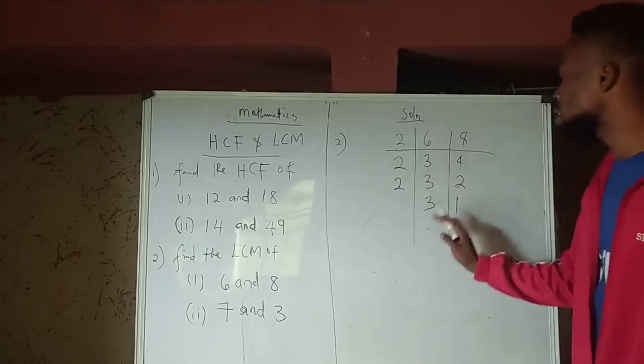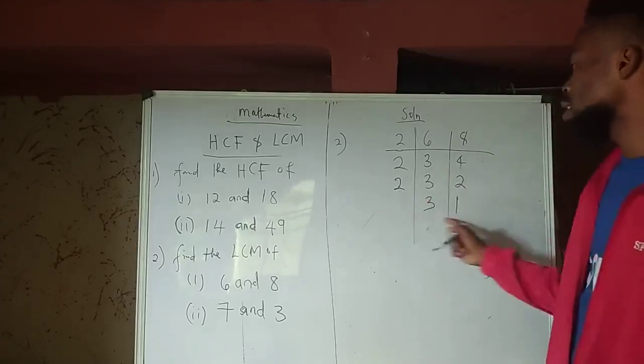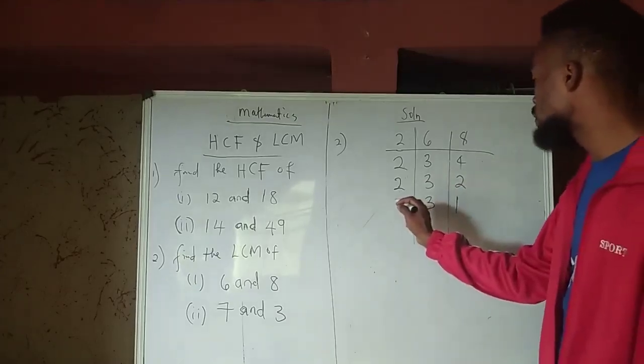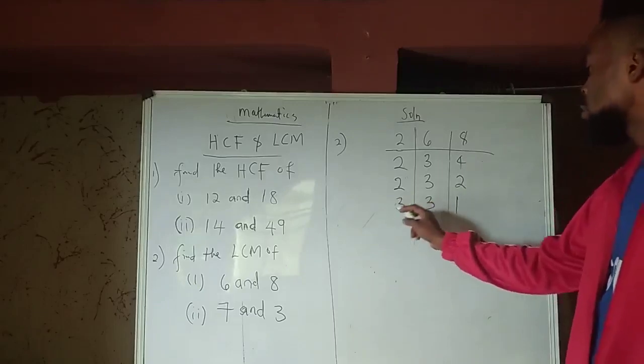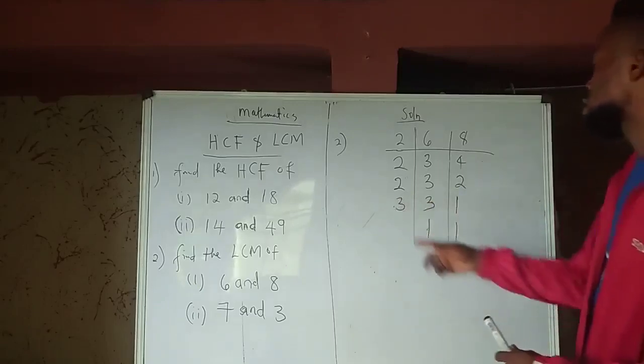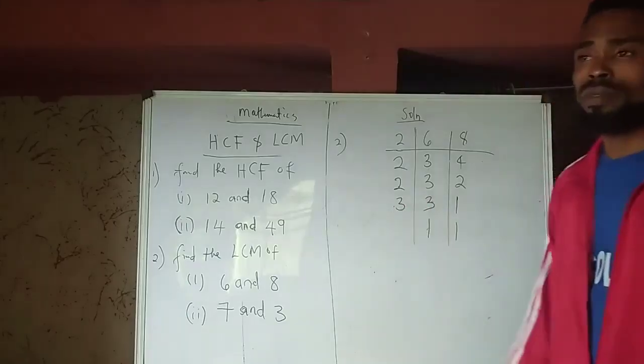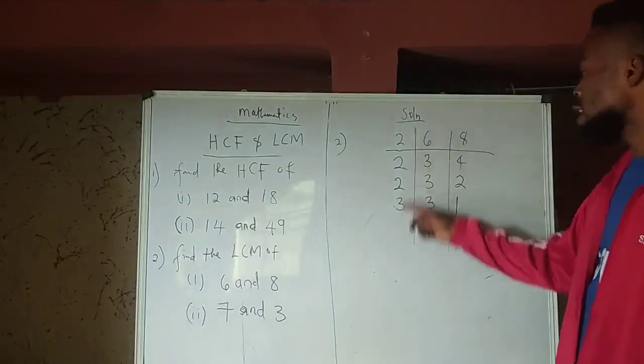Once that is done, what number can we use to divide this now? We have 3. 3 can go. 3 divided by 3 is 1. We bring down this one. So this marks the end of our division.